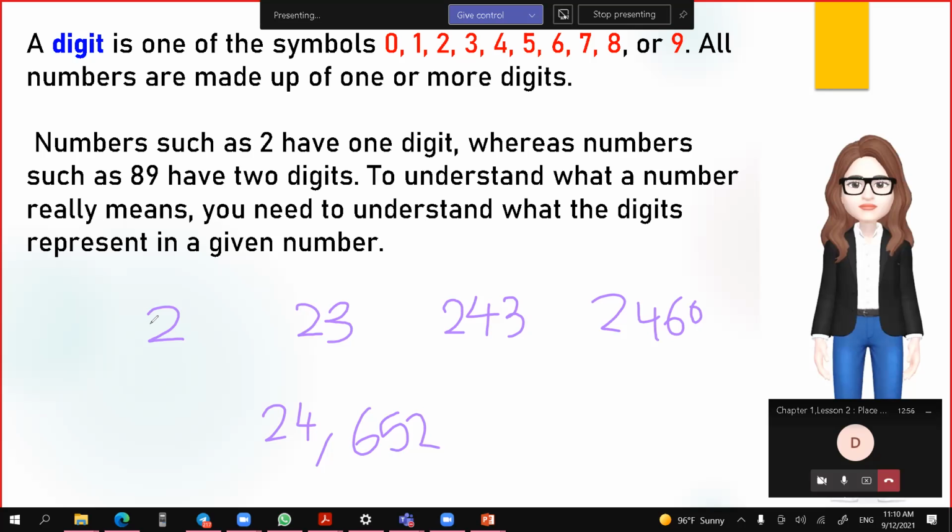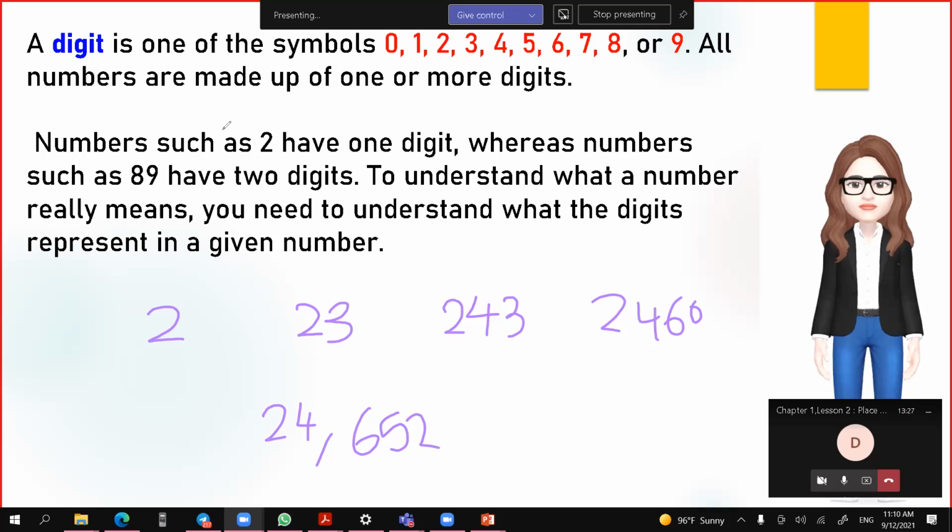So 2 has only 1 digit. 23 has 2 digits. 243, 3 digits. 2,460, 4 digits. 24,652 has 5 digits. So numbers could have many digits, 1 or more. To understand what the number means, you need to understand what the digit represents in the given number.